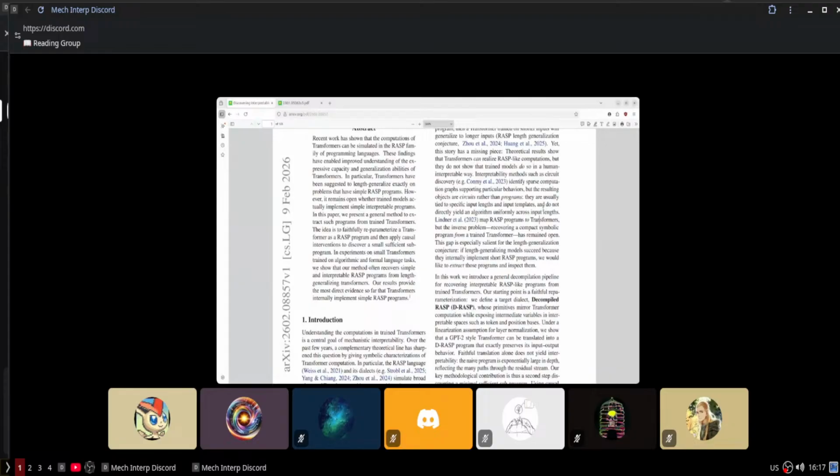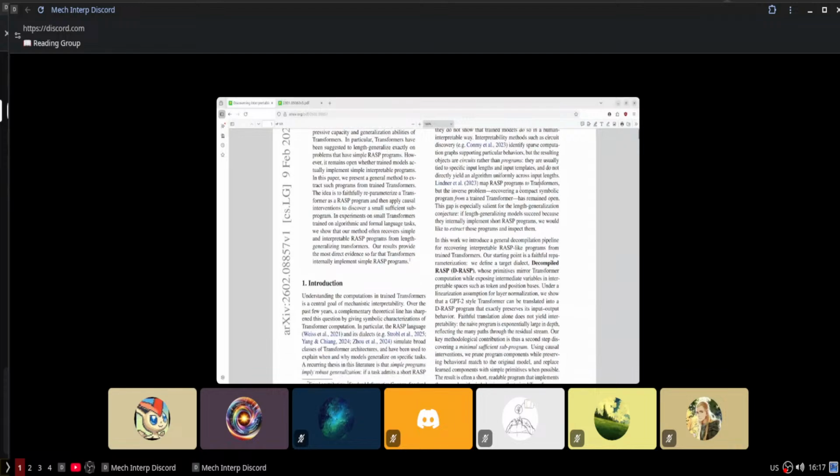I think you can do anything with RASP-style computations, but it's a different kind of programming paradigm you're compiling with. Interpretable methods.